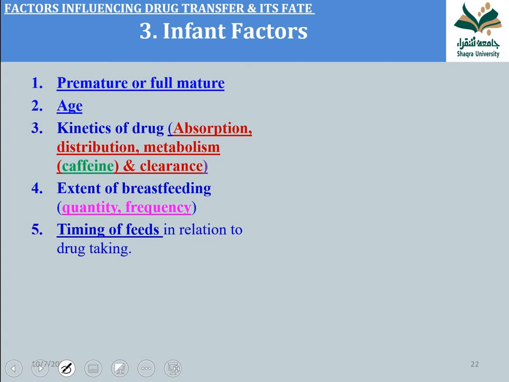Now we go to the infant's factors, and these factors are very important. Age and term: if the baby is premature, then the organ systems are not properly developed, and the role of the system has to be reconsidered and reassessed. The kinetics, the absorption, distribution and elimination of drugs, and even the clearance of a drug are important, especially as they affect the infant, along with the timing of the periods and the extent of feeding.